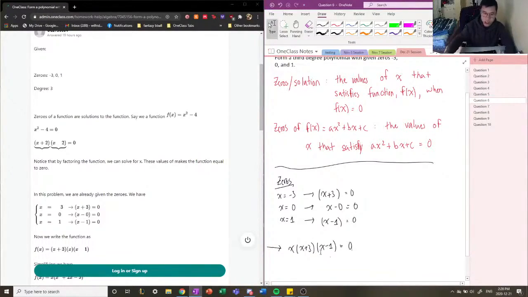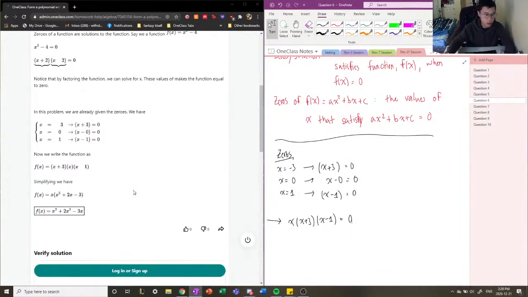So now we're going to expand our third degree polynomial here. We're going to expand these two terms first, x plus 3 times x minus 1. So we're going to use the FOIL method. The first terms are x times x, x squared. The outside terms are x times -1, which is -x. The inside terms are 3 times x, plus 3x. The last terms are 3 times -1, -3.